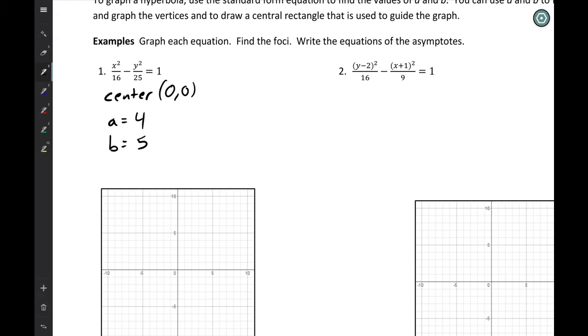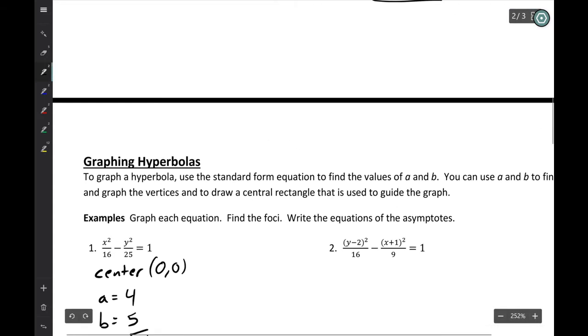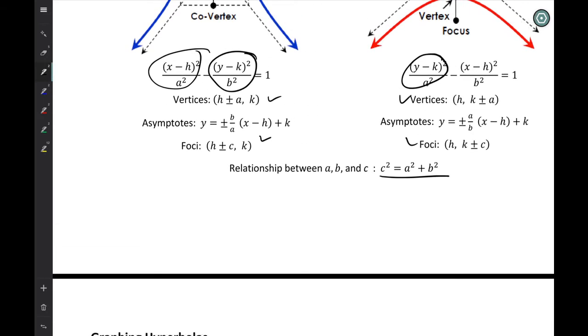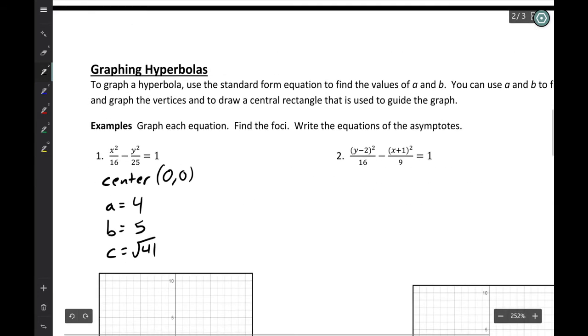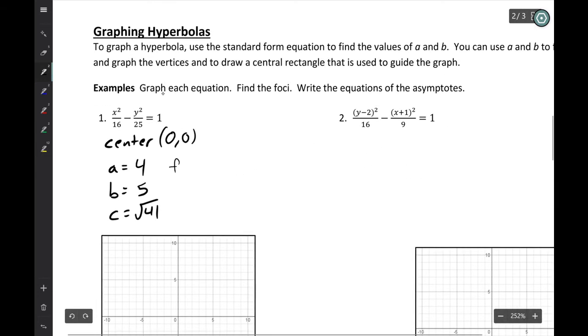Then you have to think, well, what's c going to be? Well, c squared is always a squared plus b squared, so 16 plus 25 is 41. Take the square root of that, you end up with the square root of 41. So c is the square root of 41. With that information, we have to figure out where our foci are. Knowing our formulas from up here, my foci are going to be h plus or minus c comma k. So add c to 0, you get square root of 41 comma 0, k is 0, and then you have negative square root of 41 comma 0.